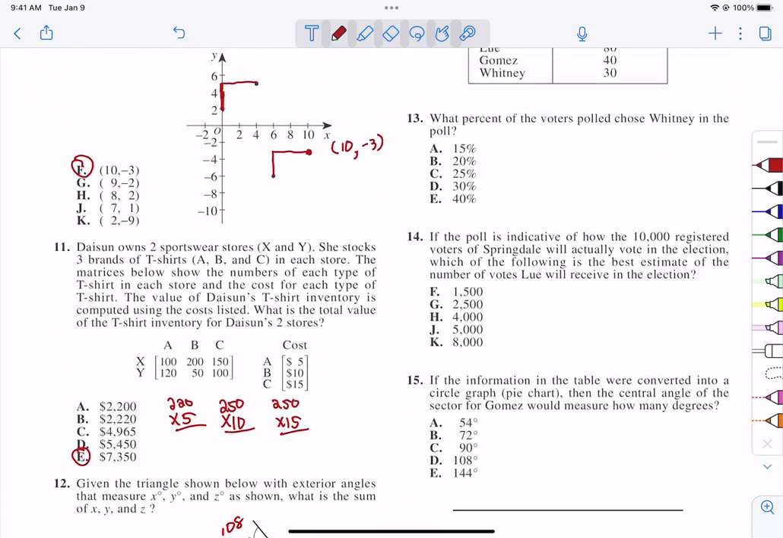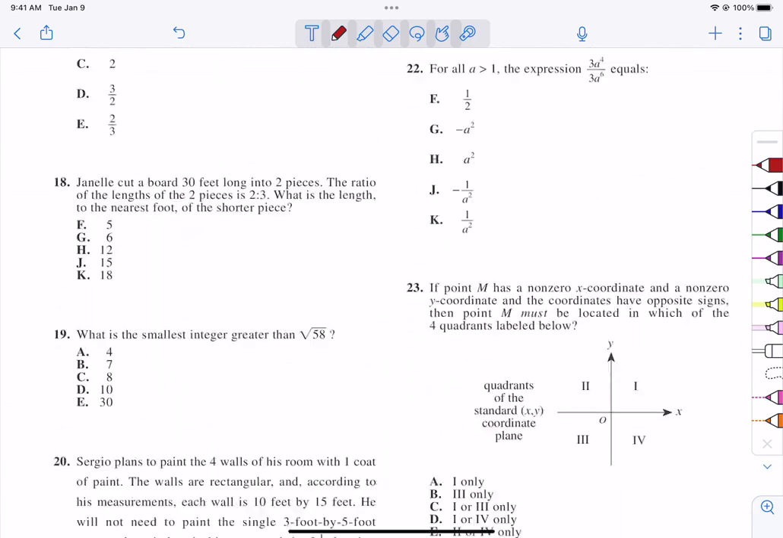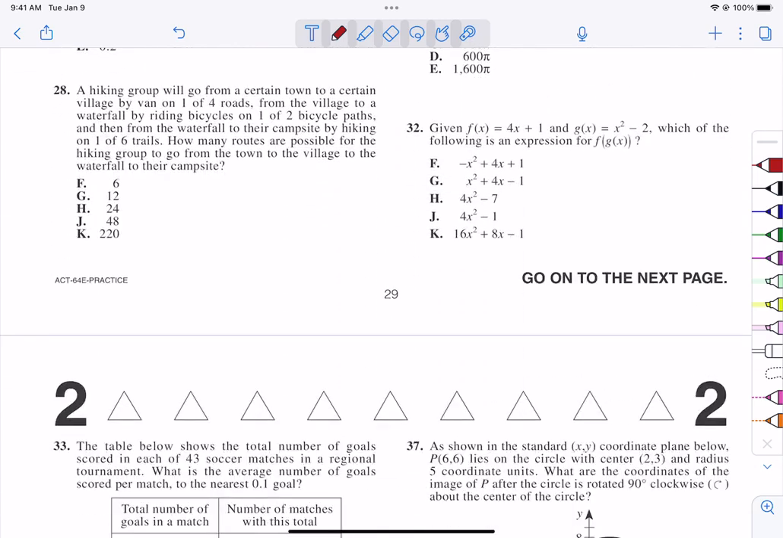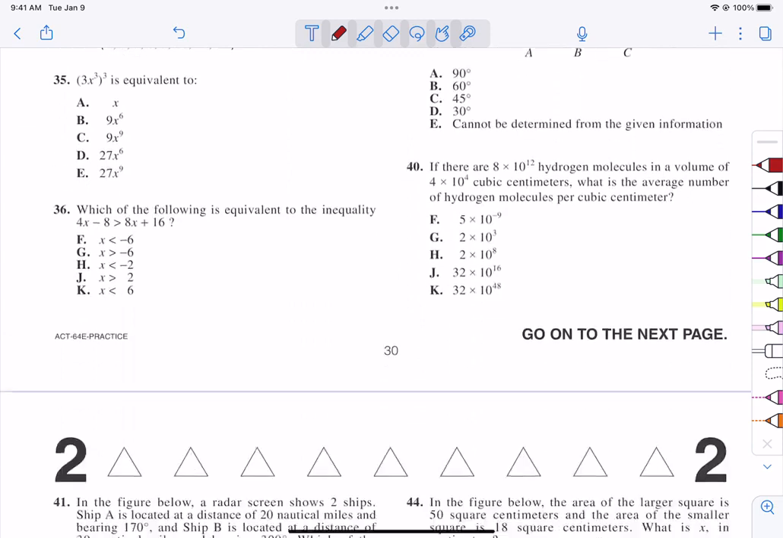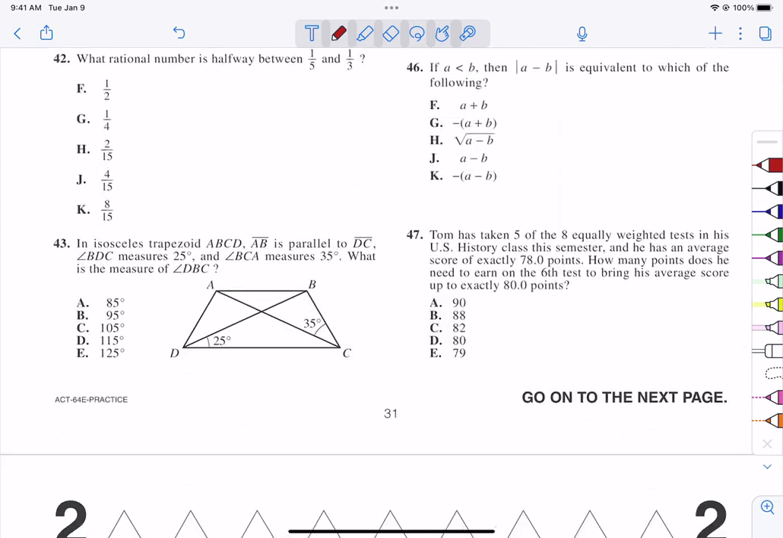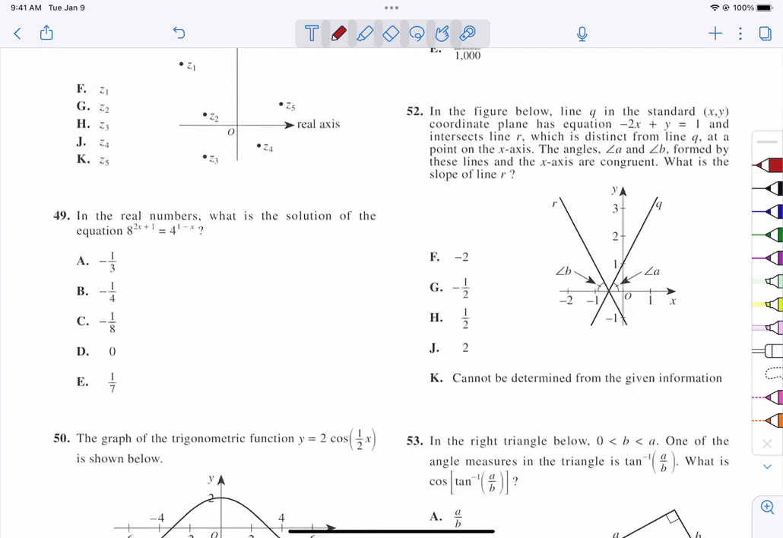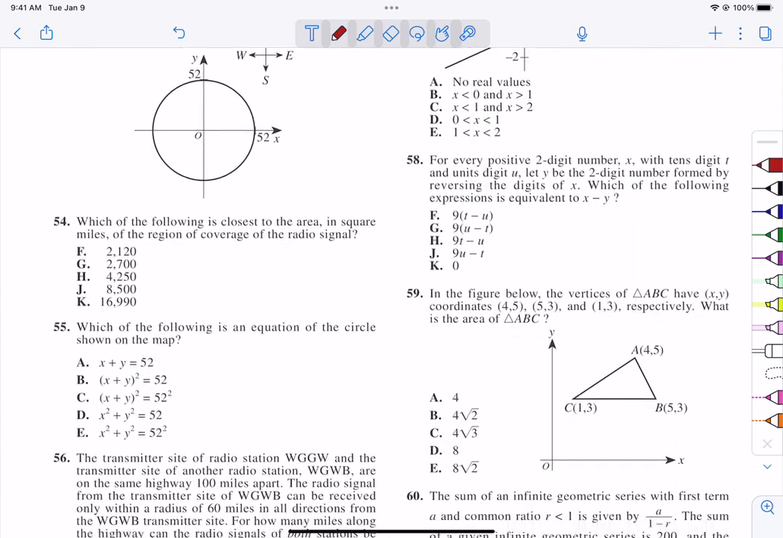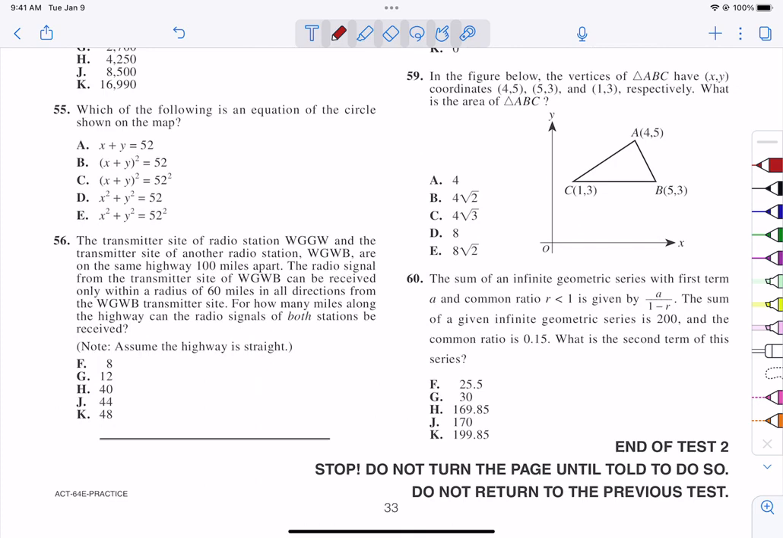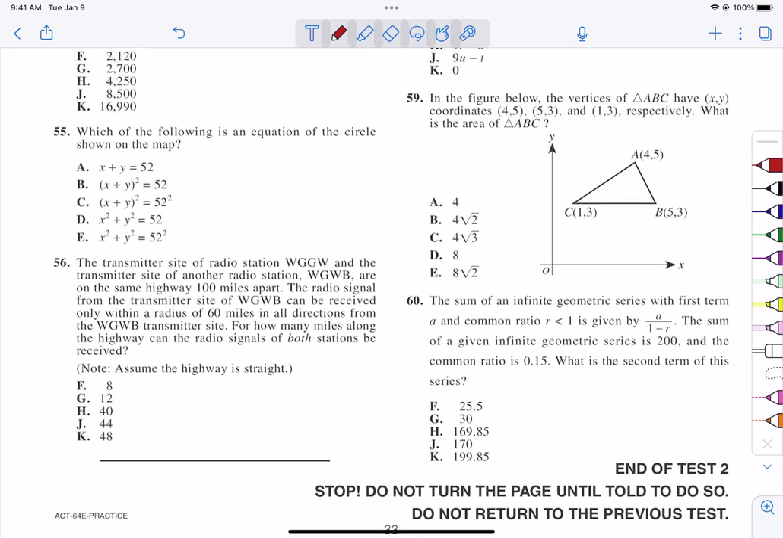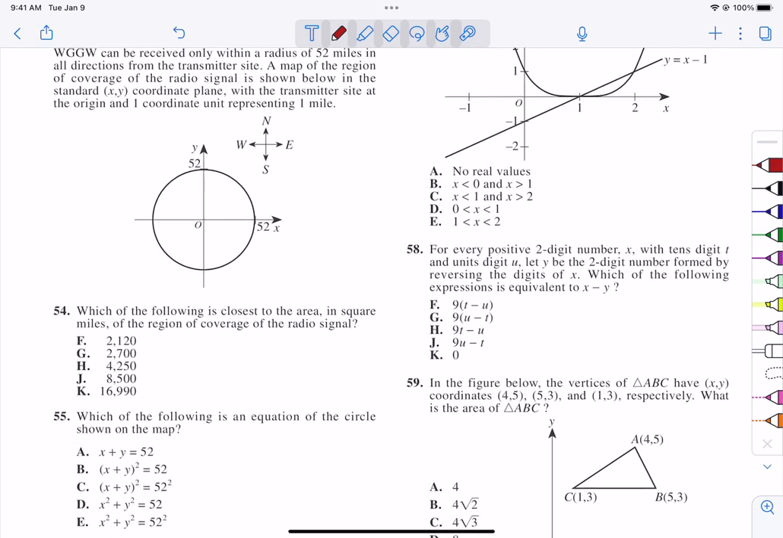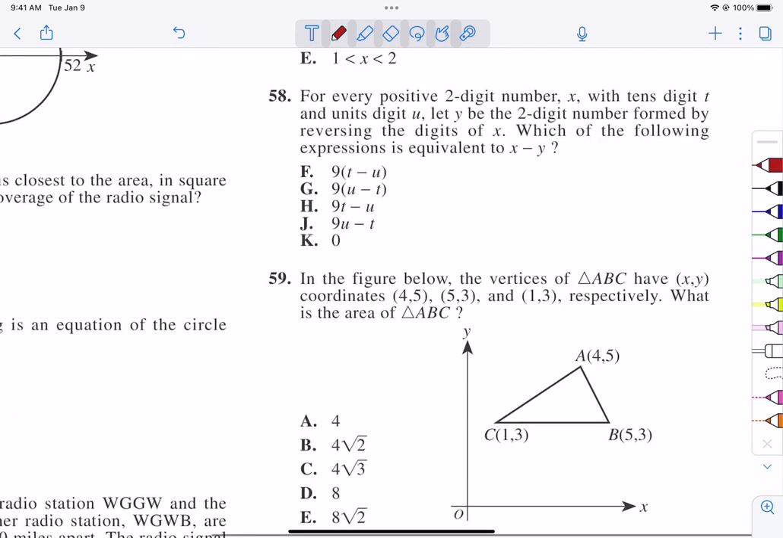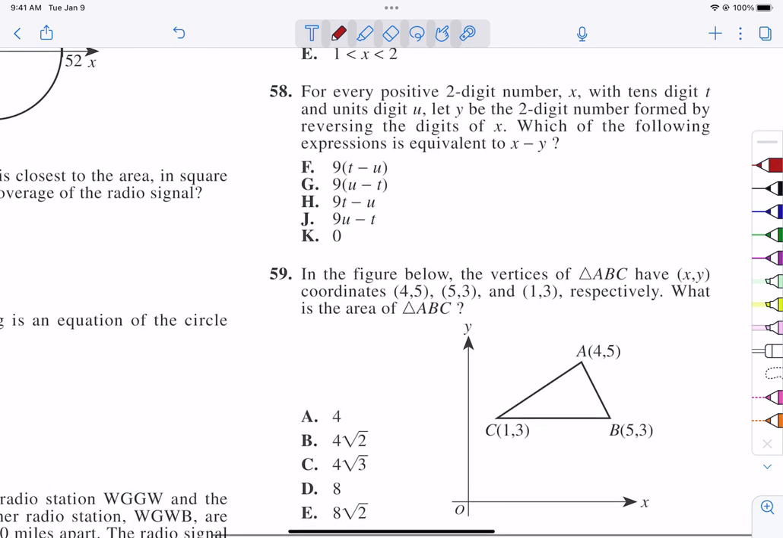Okay. Now we're going to skip down. I want to do just one or two of the harder ones. You'll see that they are going to get harder as we go down the page. Now remember, there are 60 questions. Let's do 58 and 59, these two right here.